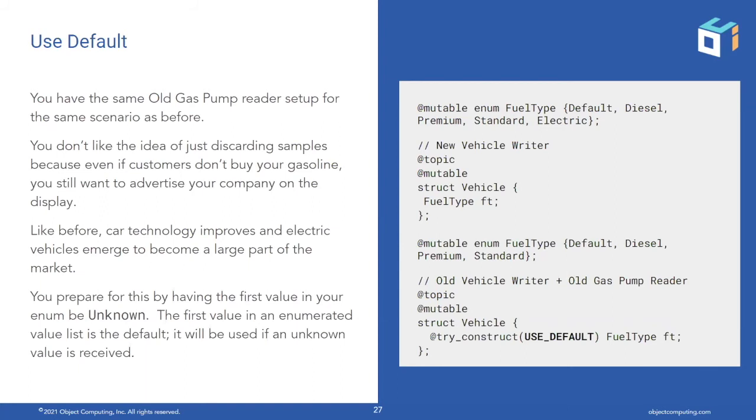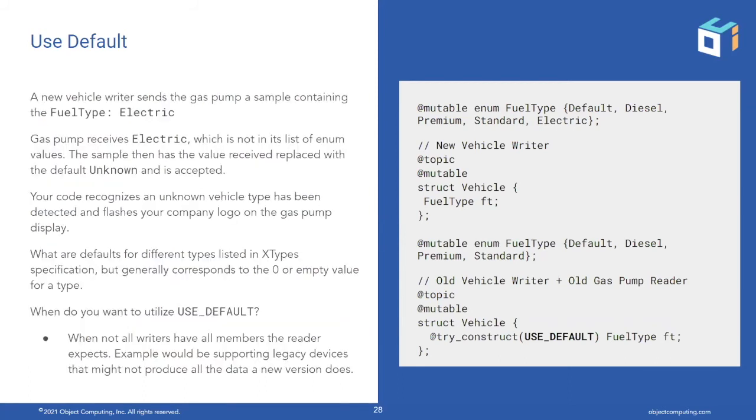And so, like before, car technology improves and you add electric vehicles to your fleet. And so you've prepared for this by adding the first enum value, which would be the default, to be default. And this will be used when you receive an unknown enum value.